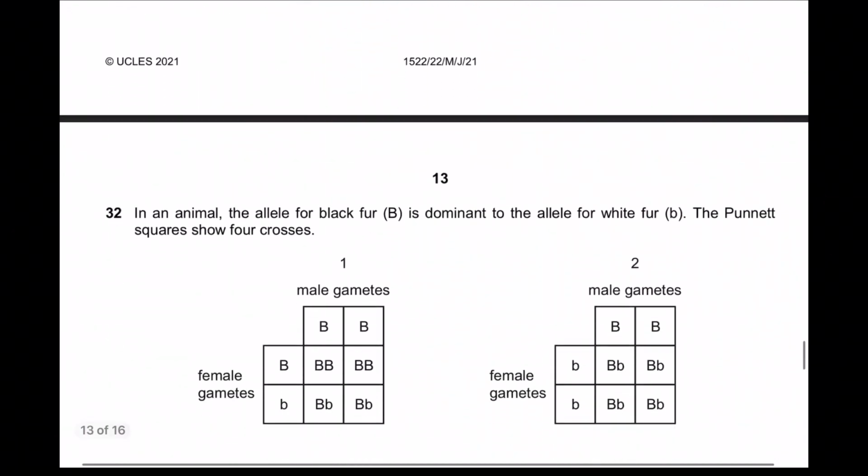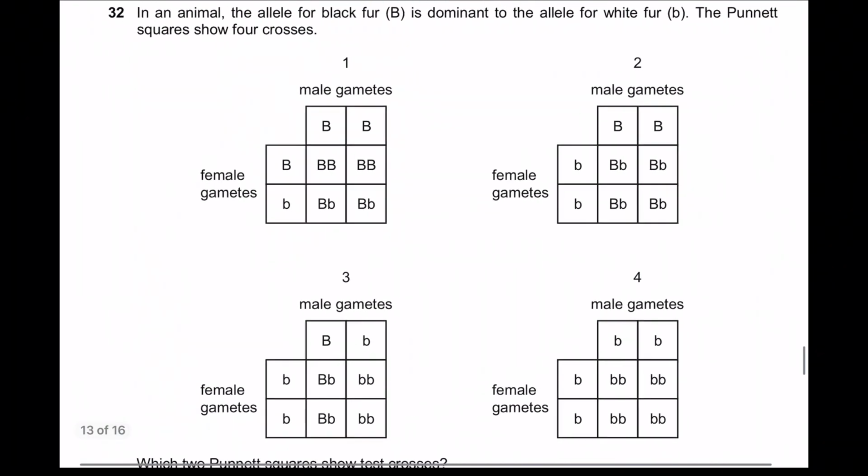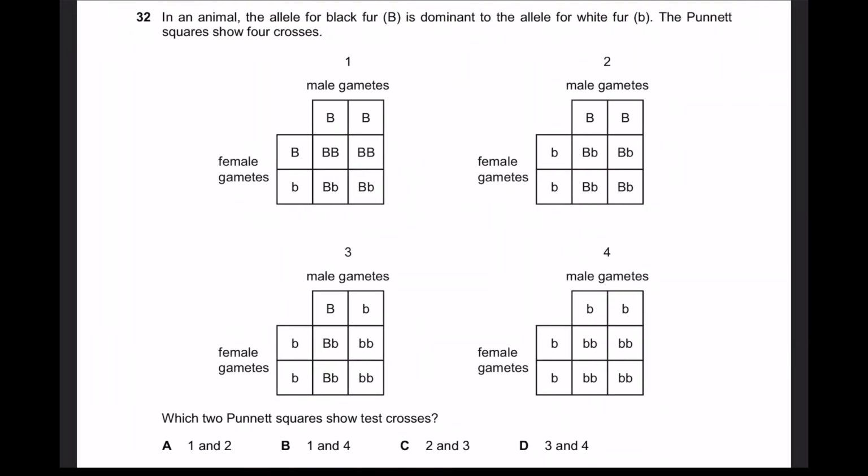Next question. In an animal, the allele for black fur is dominant to the allele for white fur. The Punnett squares show 4 crosses. Which 2 Punnett squares show test crosses? A test cross is a genetic cross of a homozygous recessive and an unknown dominant genotype. So the answer is 3 and 2, which is C.